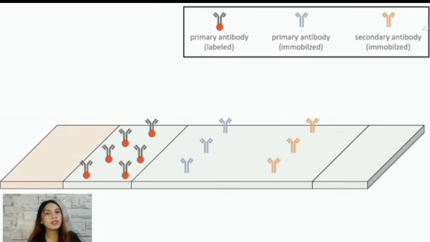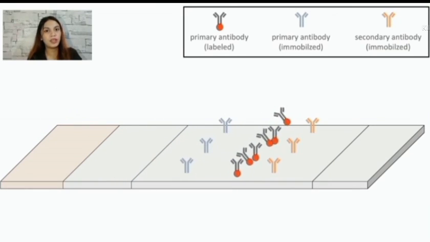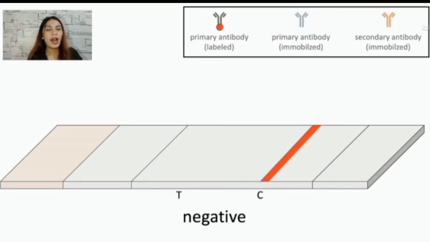In case a sample does not contain any virus, the first line of primary antibodies in blue cannot capture viral proteins. That also means no labeled antibody will stick here. The secondary antibodies, however, will bind the mobile antibody. Hence, we have a signal for the control line but not the test line, which means the sample was negative.